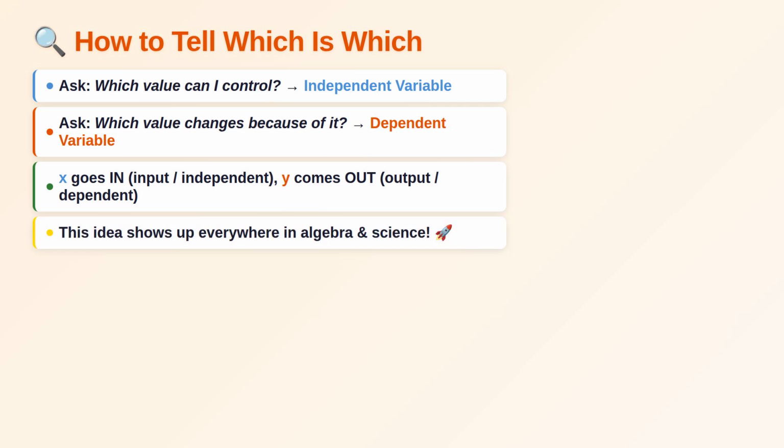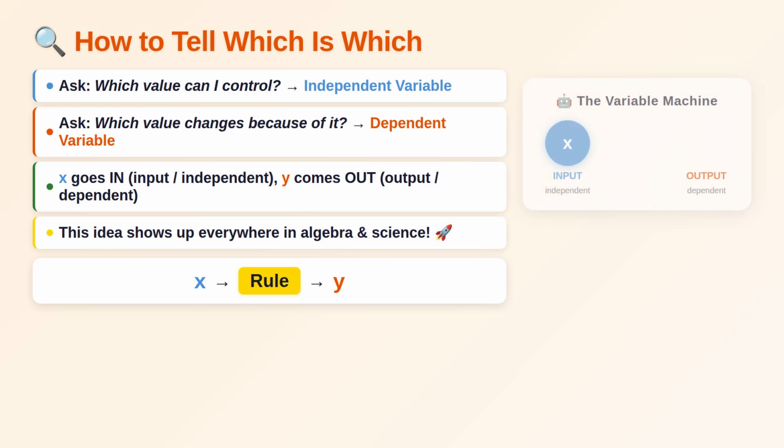Here's a foolproof trick for identifying variables. Ask yourself 2 questions. First, which value can I control or choose? That's your independent variable. Second, which value changes because of the first one? That's your dependent variable. You can also think of it like a machine. You put a number in, that's the independent variable. The machine applies a rule, and a new number comes out. That's the dependent variable. Input and output. X goes in, Y comes out. This idea shows up everywhere in algebra and science.